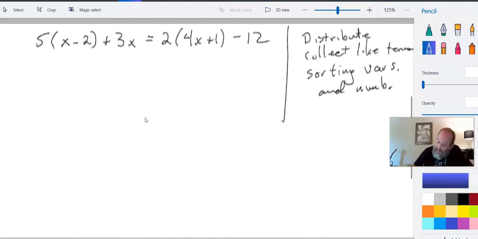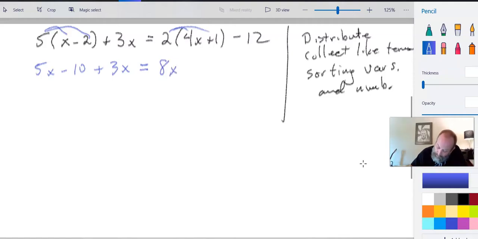Okay, so starting out, we would need to distribute everybody first. So we're going to distribute here. That's going to give me 5x minus 10 plus 3x equals, you don't want to misplace that equal sign. Make sure you write it down each time. If you miss it, you start getting weird stuff happening with your equations. And then we want to distribute here also. So that's going to give me 8x plus 2 and then minus 12.